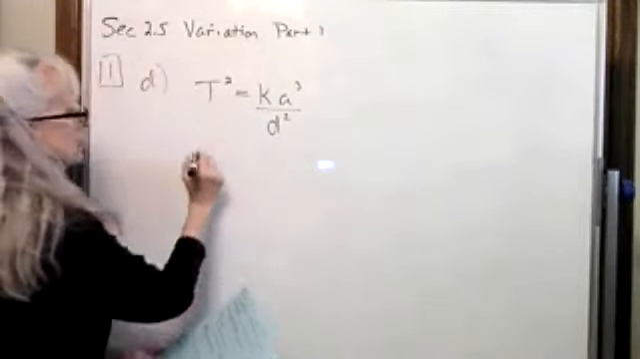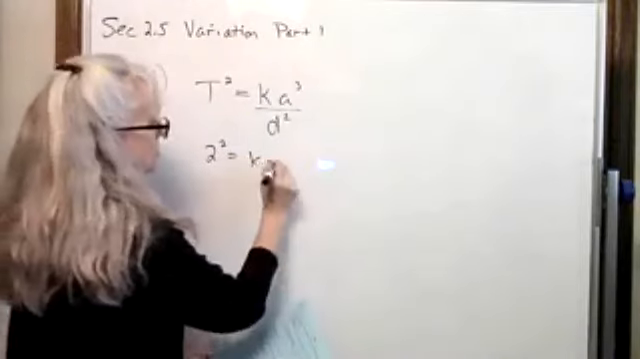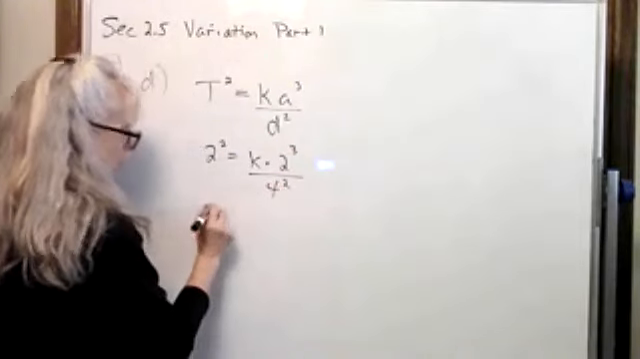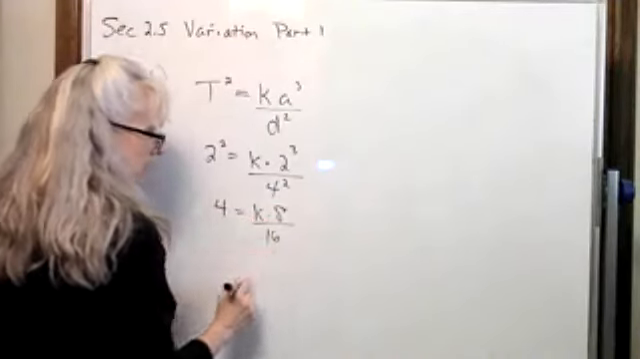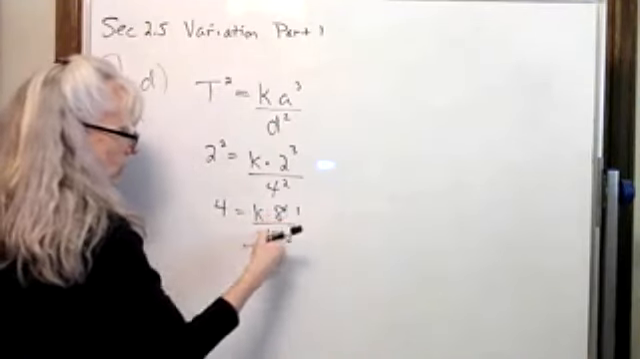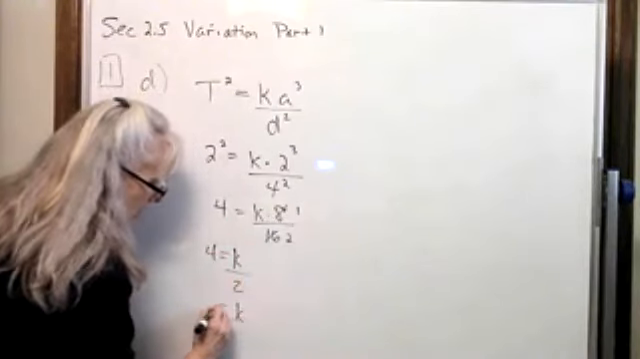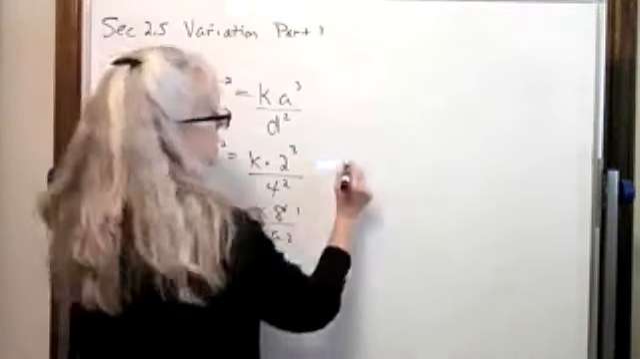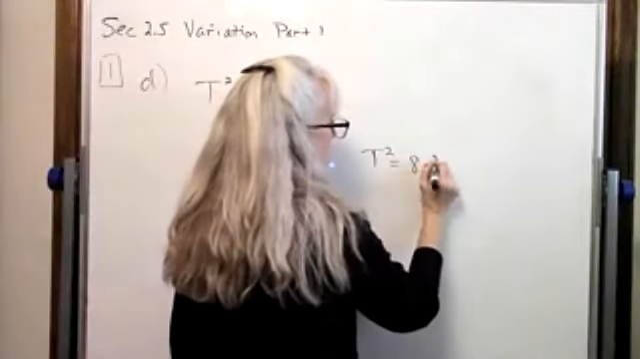So that tells me that t is equal to 2. So that would be 2 squared is equal to k times a is also 2. So that would be 2 cubed all over 4 for d squared. So that would be 4 is equal to k times 8 over 16. Well, I'm going to do some canceling because that's just easiest on me. So I canceled the 8 and the 16 and got a 1 and a 2. So, sorry, 4 is equal to k over 2. So k is equal to 8. Again, I multiply both sides by 2 for that fraction. So then our equation becomes t squared is equal to 8, replacing our k, 8 times a cubed over d squared.